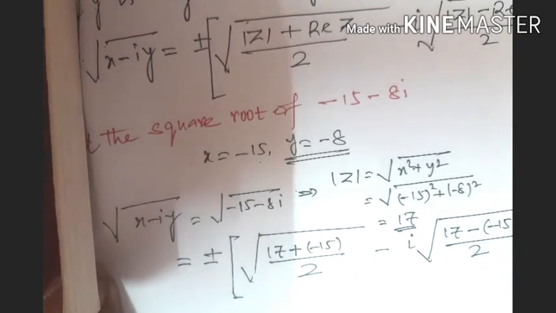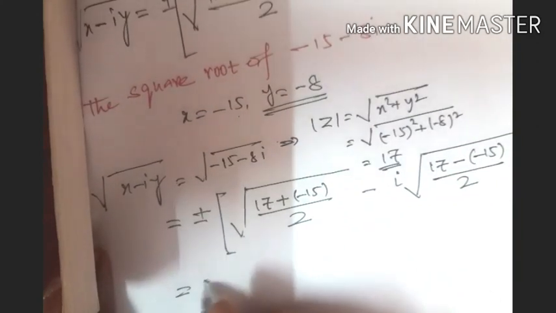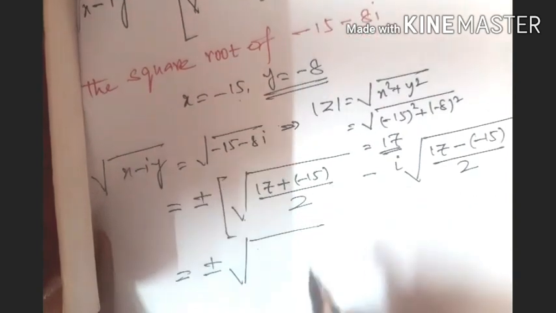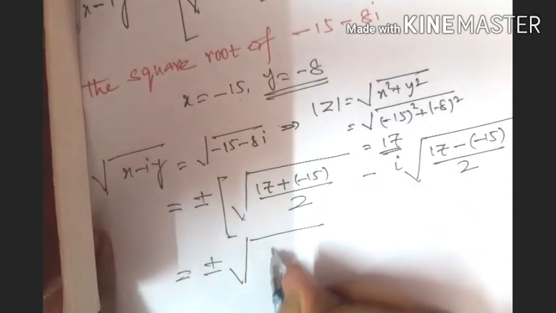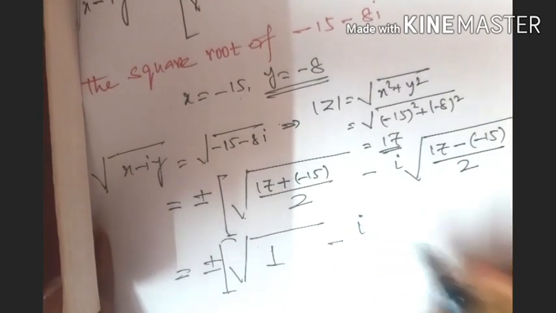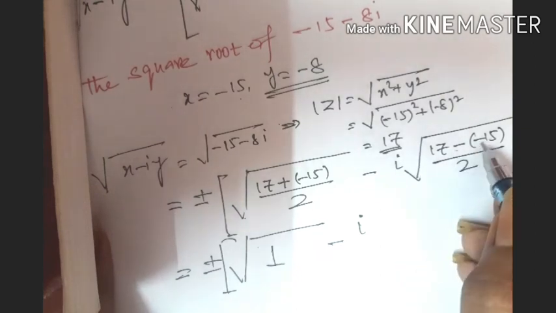That's it, our formula is complete. So now you just have to calculate it. Plus minus root over (17 plus of minus 15) by 2, that means 2 by 2, that is root 1, again with minus sign i, root over (17 minus of minus 15) by 2, that is root 32 by 2.